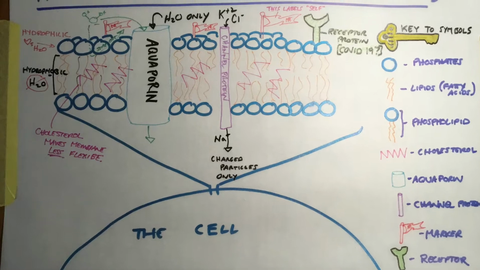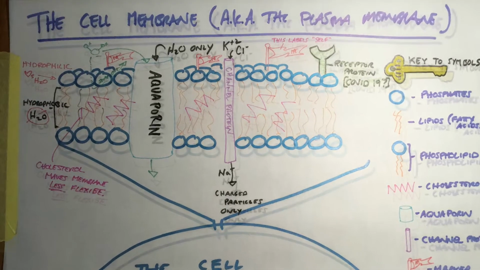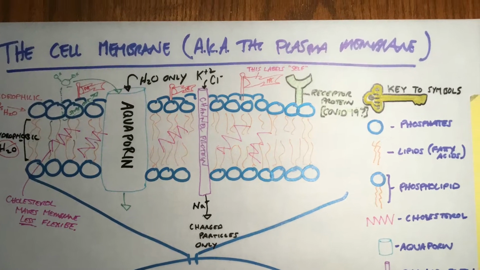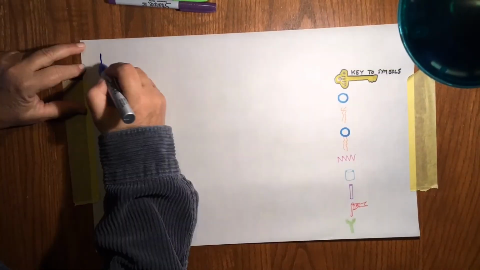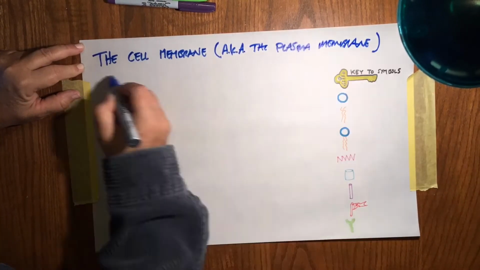In this presentation, you will learn about the parts of a cell membrane and how they function to control what goes in and out of a cell. Get a blank piece of paper with you and follow along with me and draw your own. Let's begin by identifying the parts with symbols on the right side of my paper.